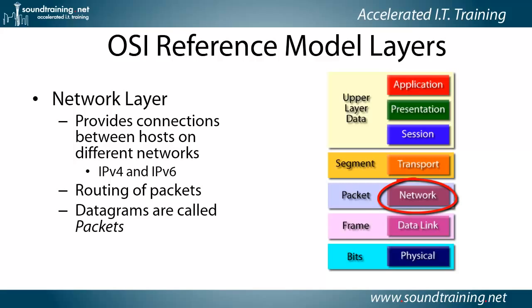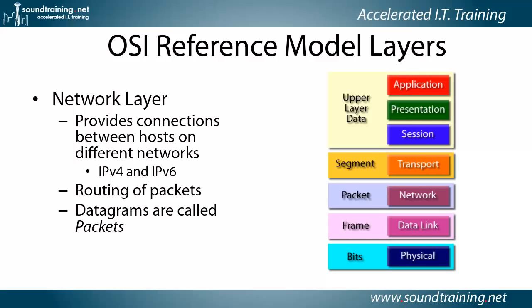Next, the network layer. This is layer 3. This is where routers operate. It provides connections between hosts on different networks. This is where you find protocols such as IPv4 and IPv6. I'm going to go over the different protocols with you in a moment, but those are 2 in particular that would be associated with layer 3.